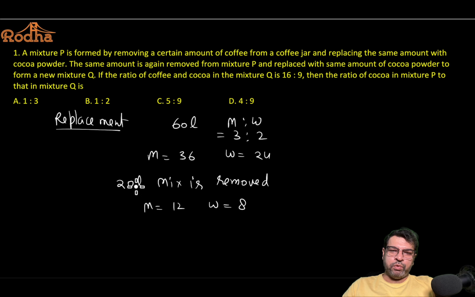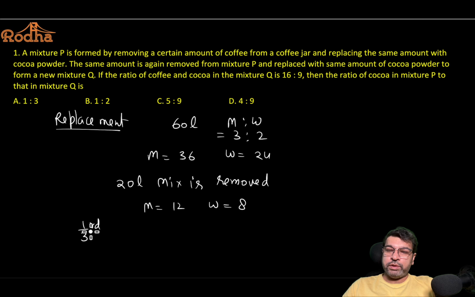Second point, you removed 20 out of 60, so 1/3 is removed. Water was removed 8 out of 24, milk was removed 12 out of 36. So 1/3 of the mixture is taken out, 20 upon 60, right? So you can see that every ingredient is coming out in the same proportion. 1/3 of the milk is coming out, 1/3 of the water is coming out, of their own quantity. Jitna pehle milk tha, uska 1/3 bahar aa gaya, and jitna water tha, uska 1/3 bahar aa gaya.